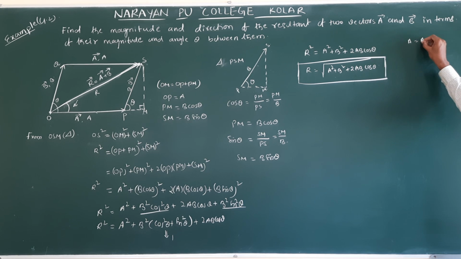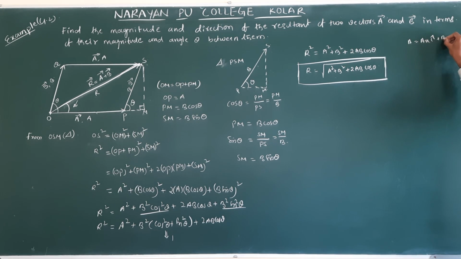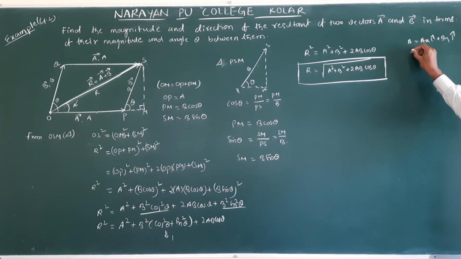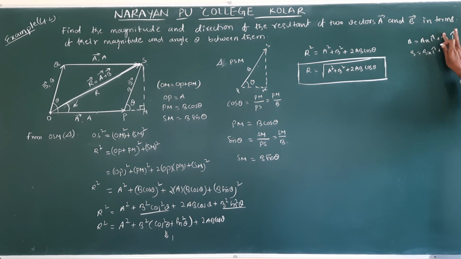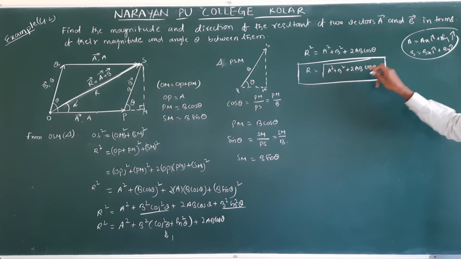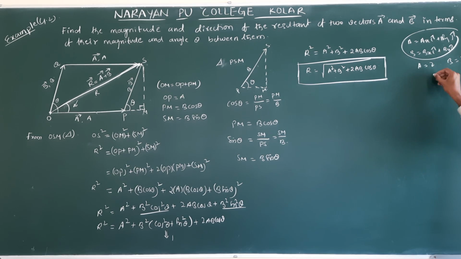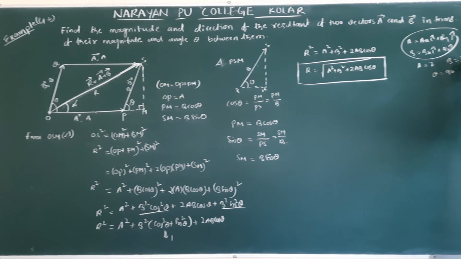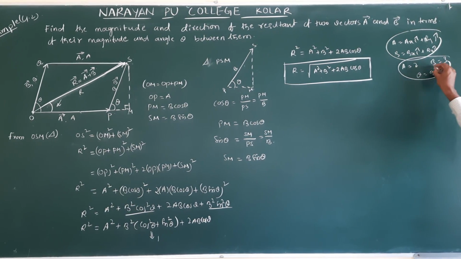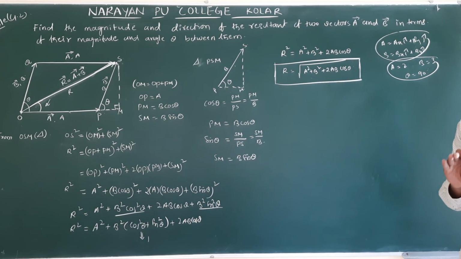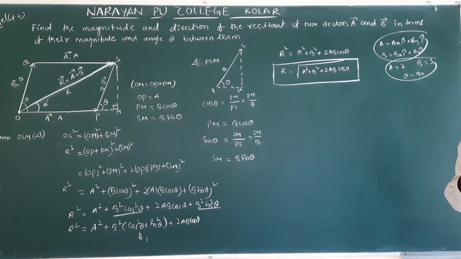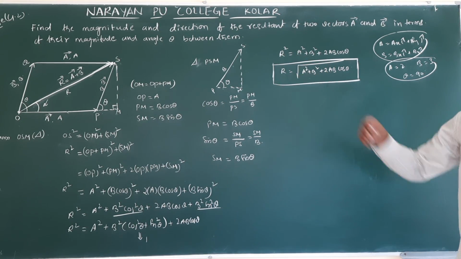Suppose A is given like AX i cap plus AY j cap, and B is equal to BX i cap plus BY j cap. If the vectors are provided like this, don't use this formula. If the vector is provided like A is equal to 2 and B is equal to 3, theta is equal to 90, if they provide information like this, this helps. Don't get confused here.